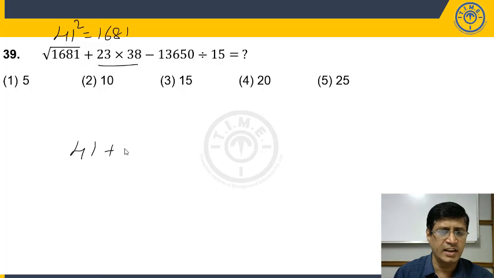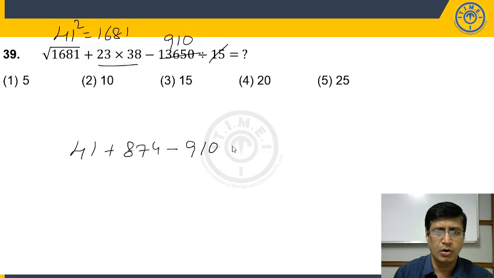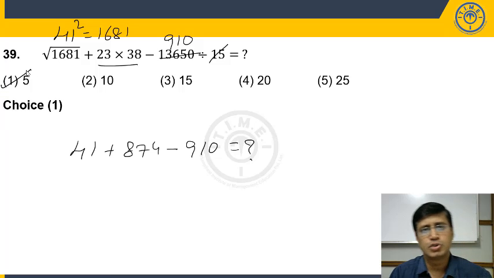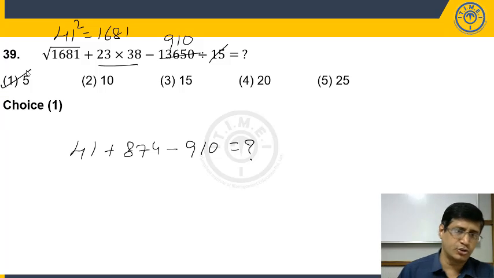23 into 38. It is 874. Then what is the cancellation? 13650 divided by 15, now simplify this. It goes exactly 9 times and 1 time and 0 time, means 910. Just by adding all these values, we get the question mark value. Now the sum of all these numbers is equal to 5. So 5 is the answer, means option number 1. Choice number 1 is the right choice.